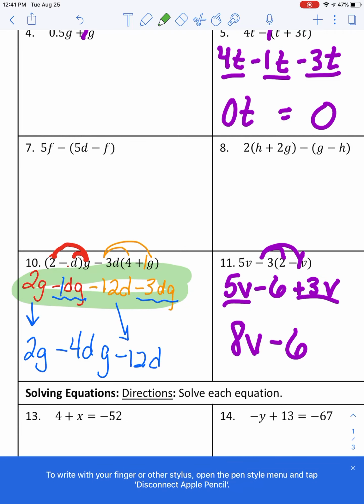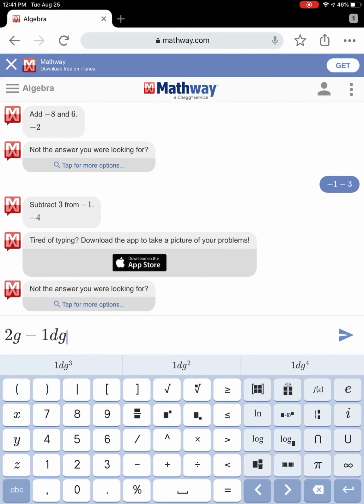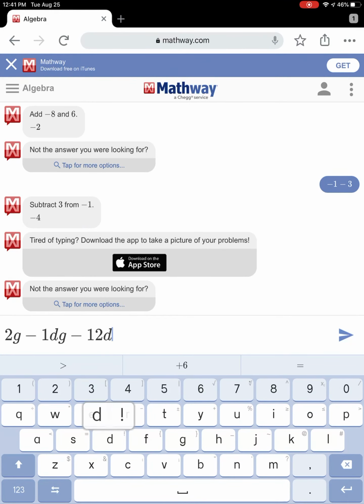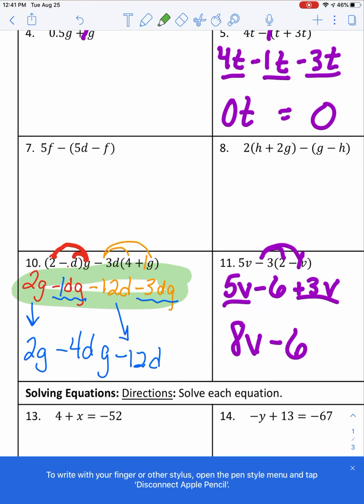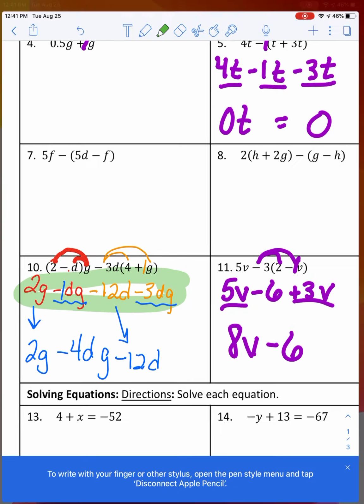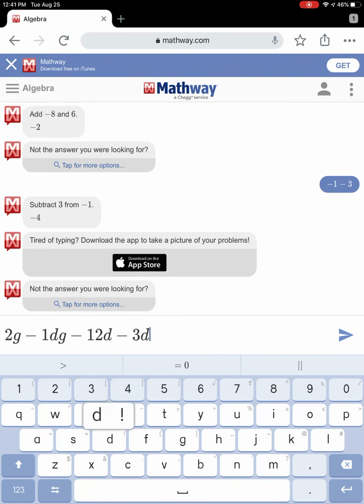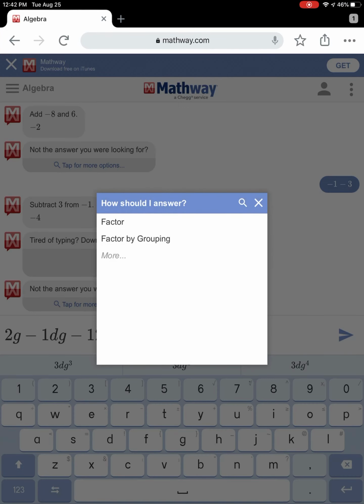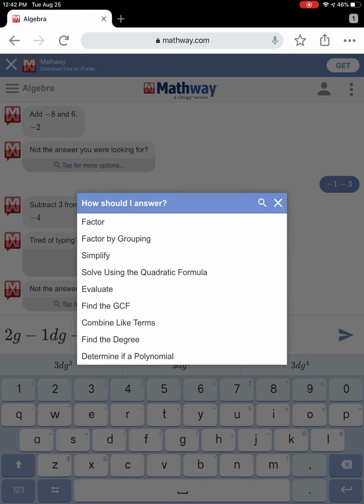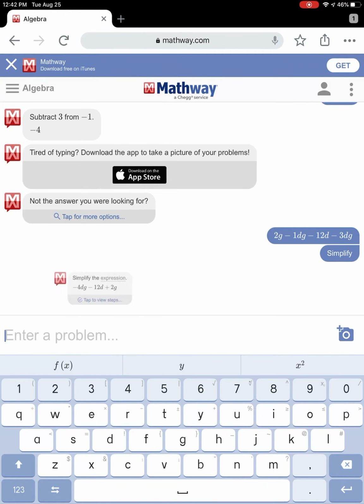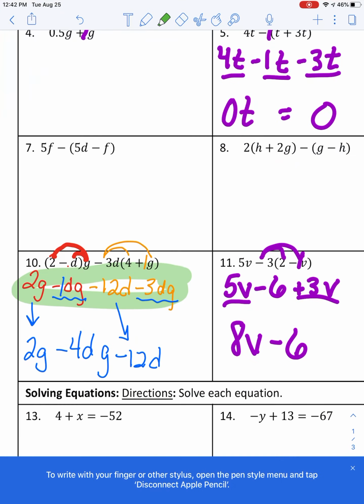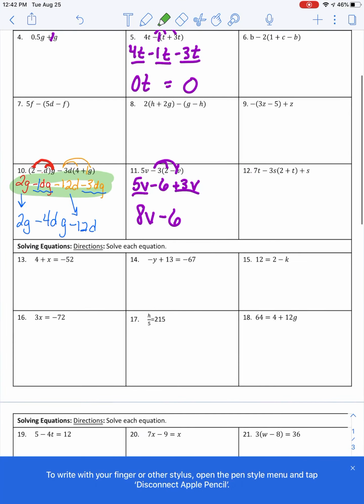Minus 12d, minus 3dg, and you send that in. We don't want it to solve, we just want to simplify that. And you can see, hopefully that's the same answer that I got as well. It simplifies it so you can check your work as you go through. All right, so that takes care of the top part there.